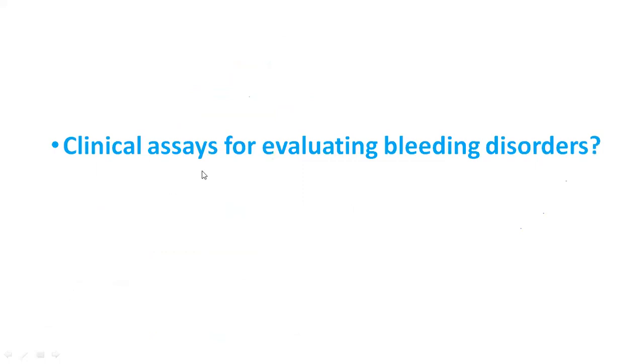What are the clinical assays you want to do to evaluate bleeding disorders? Fast, you have to make a list. Come on. CBC, PT INR, bleeding time, clotting time. What are you looking for in CBC? The current level of hemoglobin, reticulocyte count, sir. Platelet count, the most important, sir. And in peripheral smear, you need to look for platelet size. Platelet size will tell you some of the differential diagnosis.